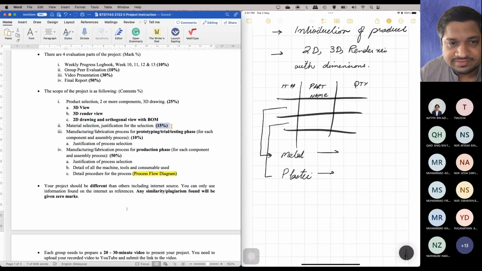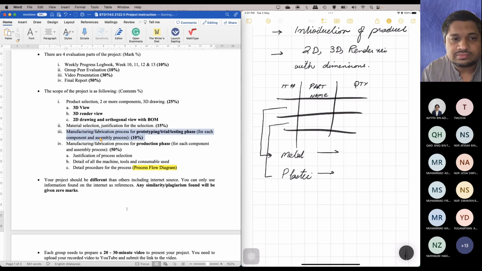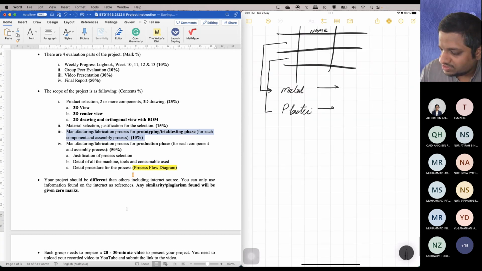This is 15 marks. Next is manufacturing and fabrication process of the prototyping, trial or testing phase for each component and assembly process. So what you do is you have to see that the product that you design in computer aided design, such as a phone holder, you need to do prototyping.